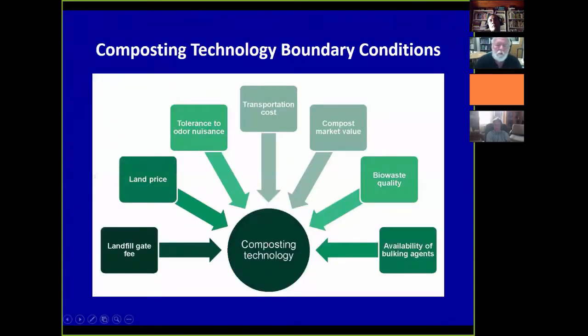What technology you select for your facility really is dependent on several of these factors. What is the competing landfill gate fee? Where I live in Virginia, the average tip fee is probably around $28 to $30 a ton. Very hard to compete with that solid waste disposal fee. Land prices, obviously, greatly influence technology.